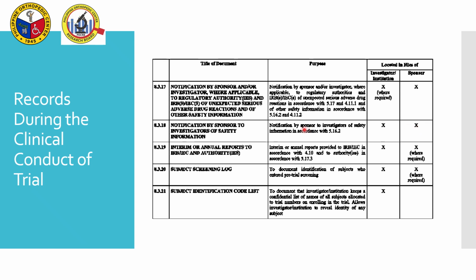Next is the interim or annual reports to IRB, IEC, and authorities. This provides regular updates on the trial status. That's the most important purpose of this. And as you can see, both parties must retain this, though for the sponsor, it is filed where required by local regulations.